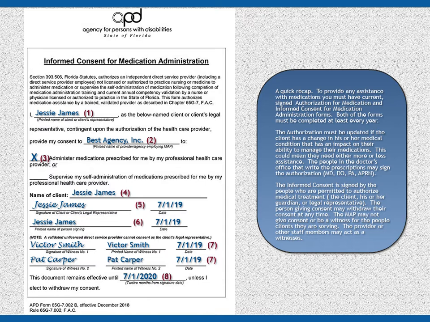The people in the doctor's office that write prescriptions may sign the authorization: MD, DO, PA, and an APRN. The informed consent is signed by the people who are permitted to authorize medical treatment: the client, his or her guardian, or legal representative. The person giving consent may withdraw their consent at any time. The MAP may not give consent. However, the MAP, provider, or other staff may act as witnesses.